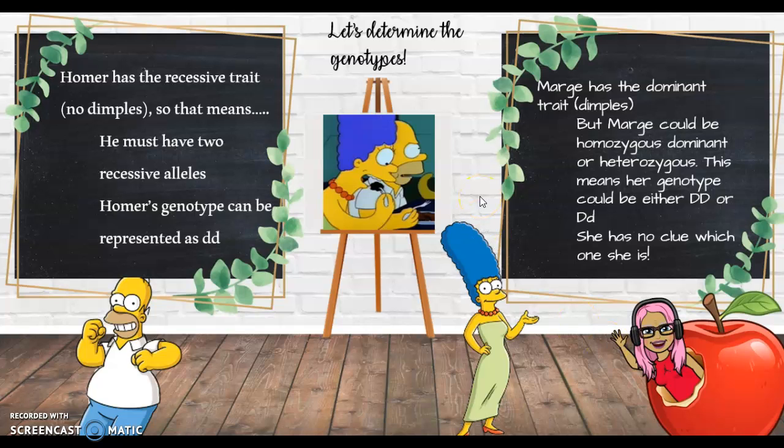So first, let's determine the genotypes. Homer has the recessive trait, no dimples, so this means that he must have two recessive alleles. His genotype can be represented as two small d's. Marge has the dominant trait, dimples, but she could be either two big D's or big D small d. So she can be homozygous dominant or heterozygous. Either one of those can give the dominant phenotype.